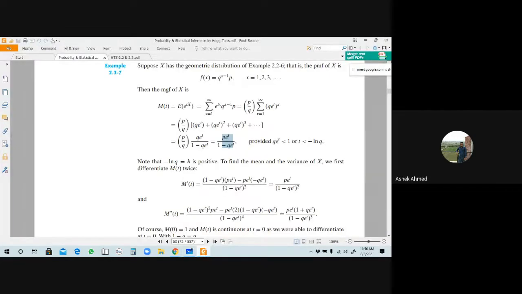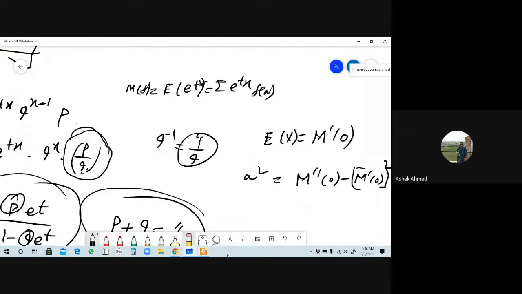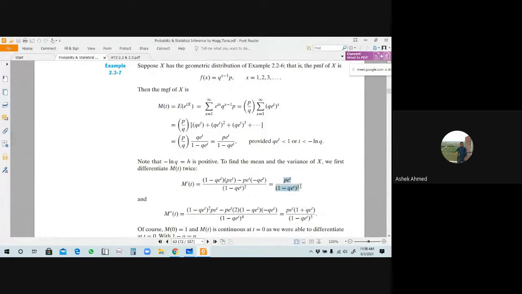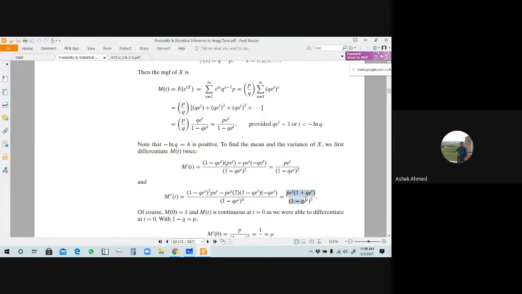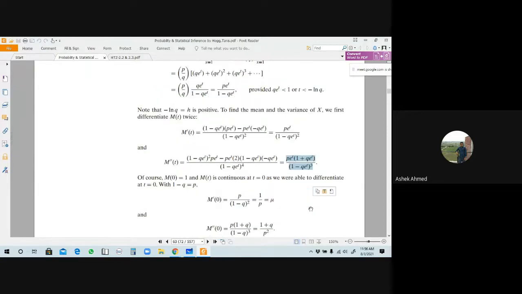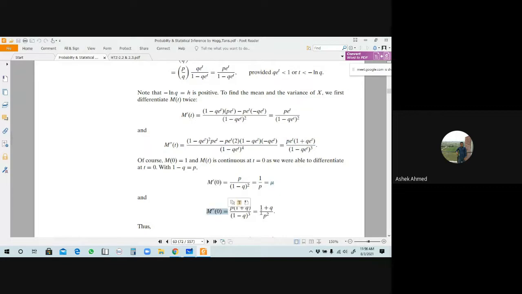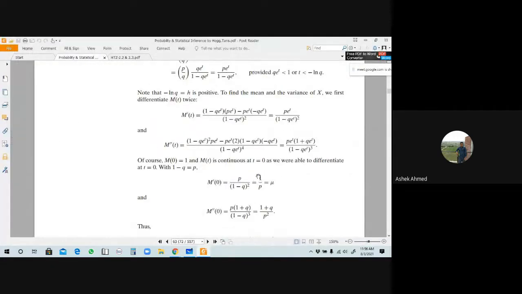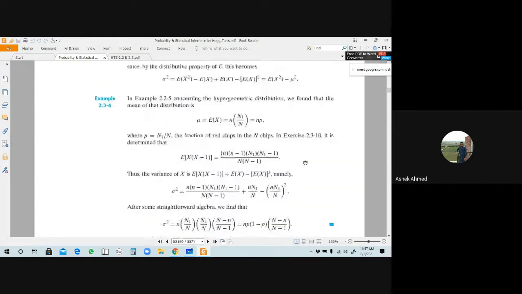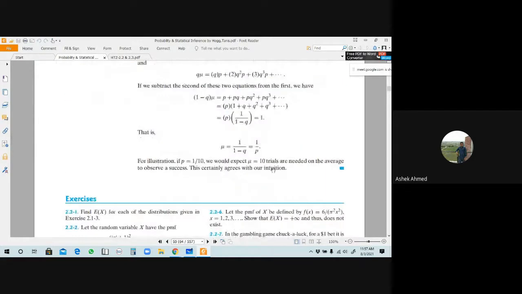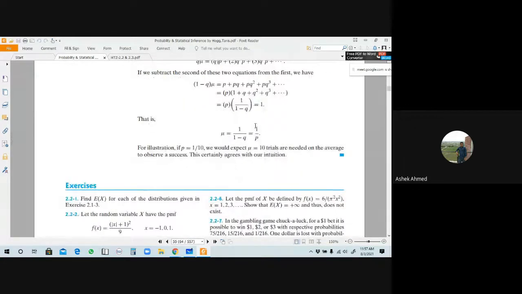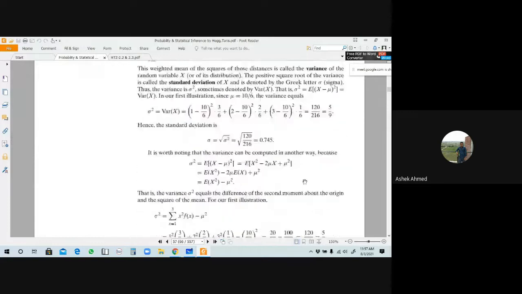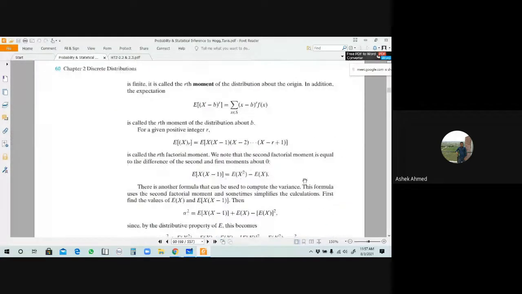Tell me here, the mean means M prime of 0. So first of all we have to find M prime of t. This will be the result of M prime of t, and this is the value of M double prime of t here. Now if you take t equals 0, then you will get M prime of 0 is this, and M double prime of 0 is this result. So the mean is M prime of 0, which is 1 by p. We have already discussed the mean of a geometric distribution in the previous topics, which was also 1 by p. Both results are the same here, but in the previous topic there was no variance, and we can find the variance from here.